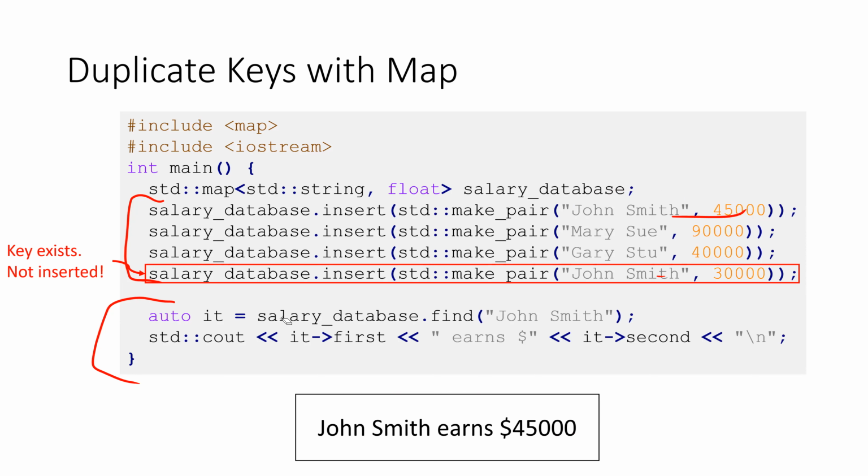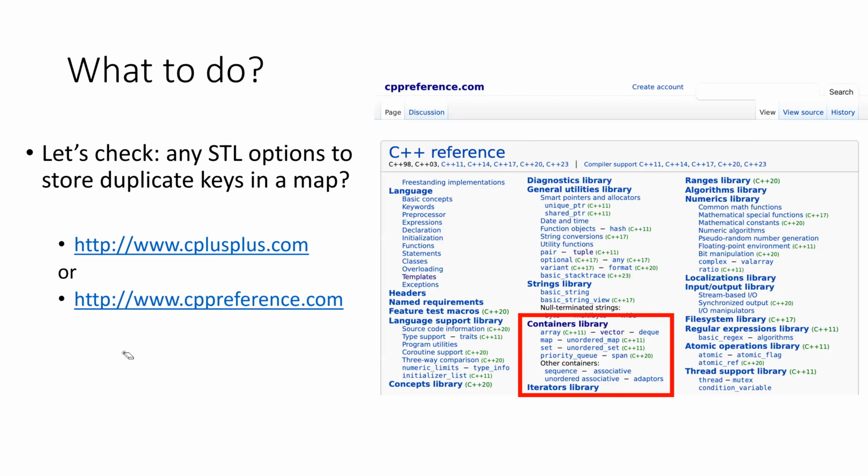Sometimes you want to have duplicate keys, but the basic map does not allow it. Sometimes you don't want duplicate keys, in which case it's fine. So what do you do when you hit something like this? You go, I want this, and the STL almost has it, but it's not doing exactly what I want. Just go look at the documentation. Documentation is big. So here are two of my favorite references.